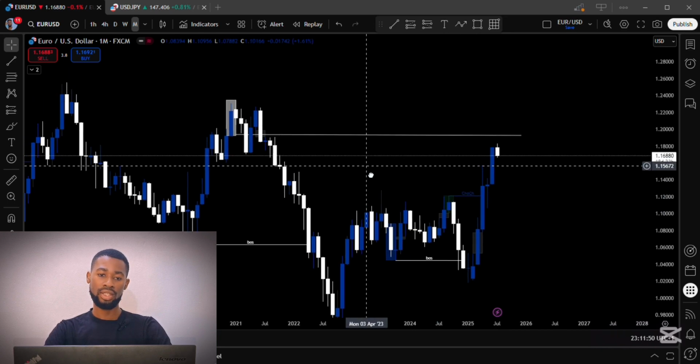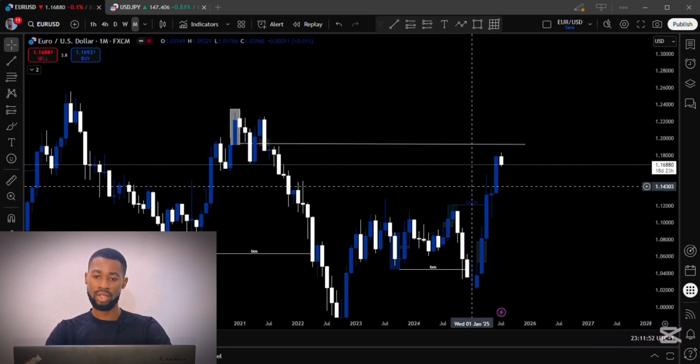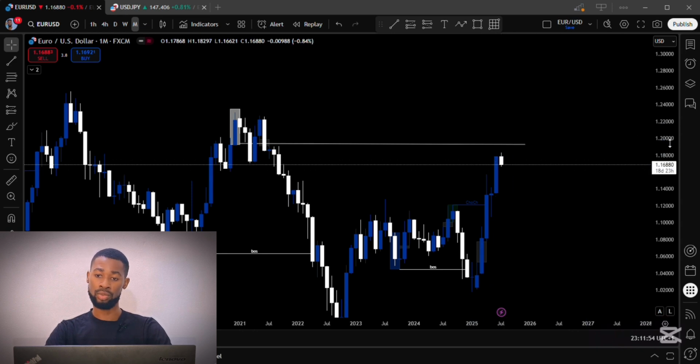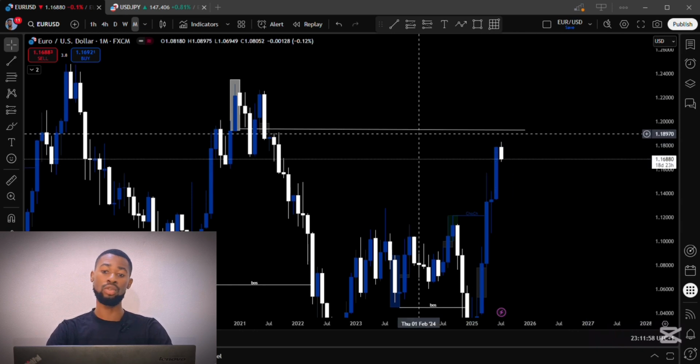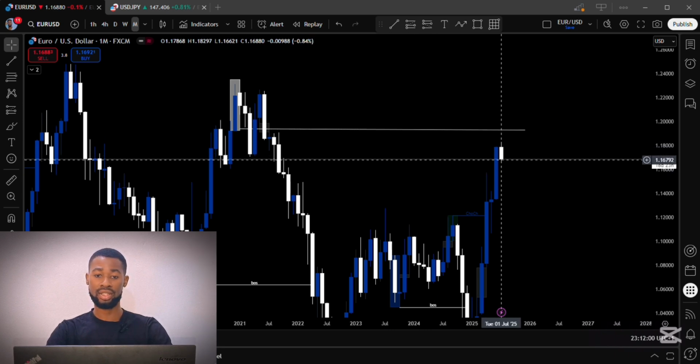Okay, so now in this case, you want to see that price is actually in an uptrend. It might look close. Okay, it looks close, but trust me, when we go lower in time frame, you will see that this thing is actually very, very far.